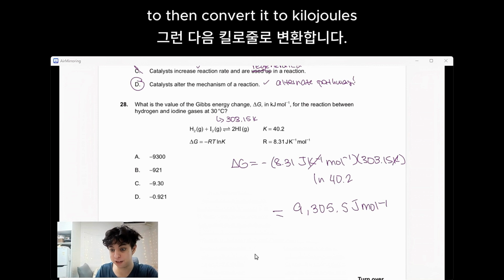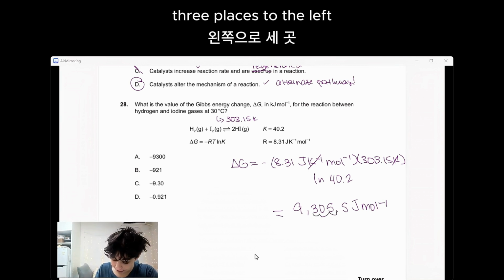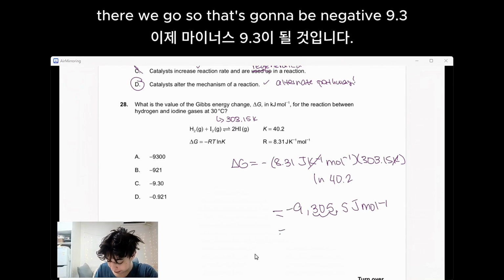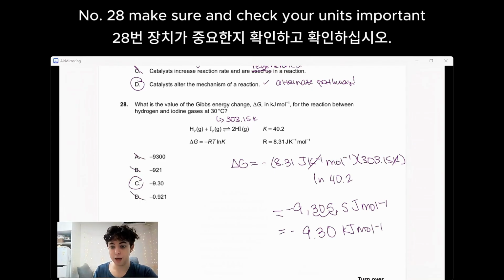To then convert it to kilojoules, we just need to move our decimal point 3 places to the left. And so that's going to be negative 9.30 kilojoules per mole, making this answer C for number 28. Make sure and check your units.